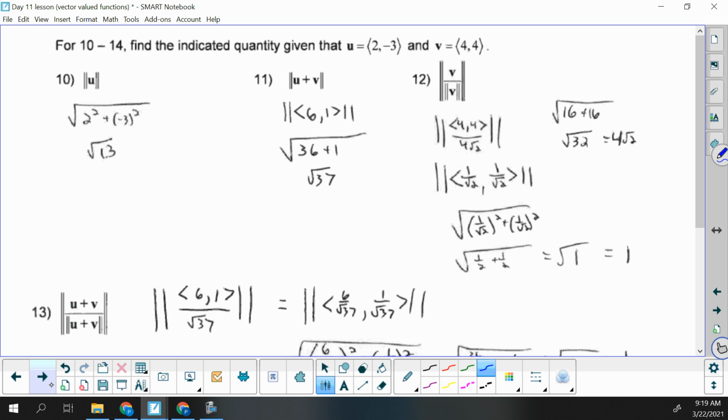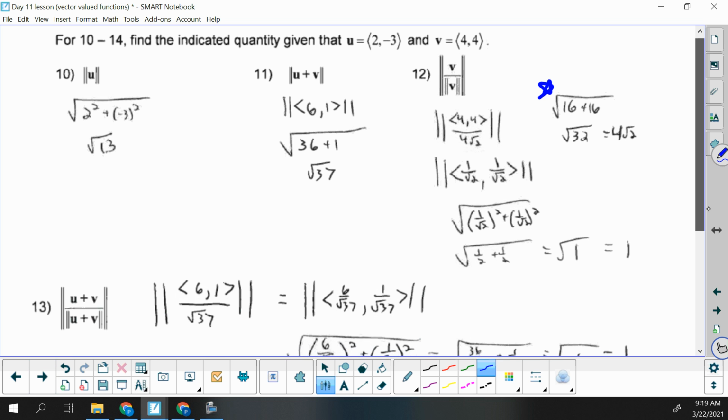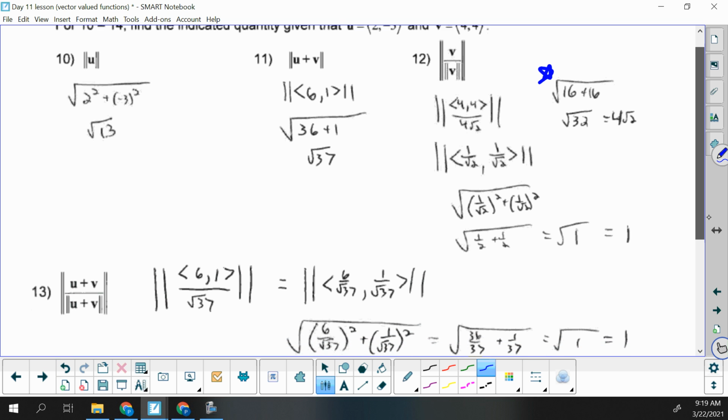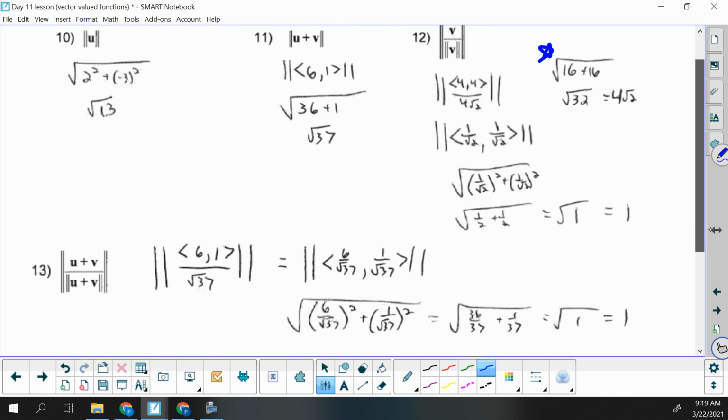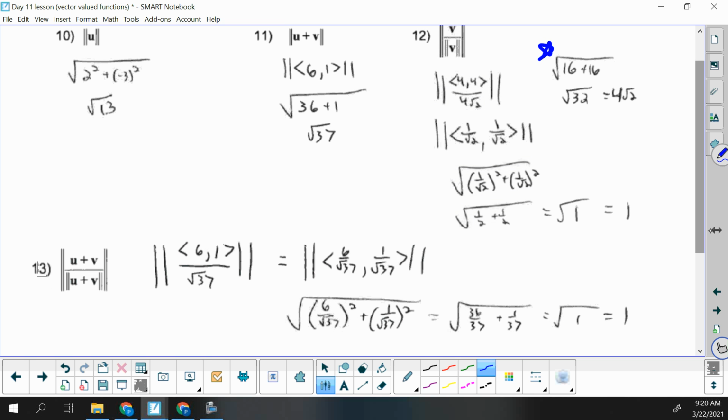In 12, do the magnitude of v, which is what I did over here, and got 4 square root of 2. Then you're doing your vector v divided by that, so that gives you a vector of 1 over square root of 2 for both parts. And then when you do that magnitude, square them and add them, we end up just getting 1 in the end. For 13, add u and v we had from before was <6, 1>. We also had u plus v's magnitude from question 11, square root of 37. So put those both over square root of 37, then do the magnitude, and you end up getting 1 as well for that one.